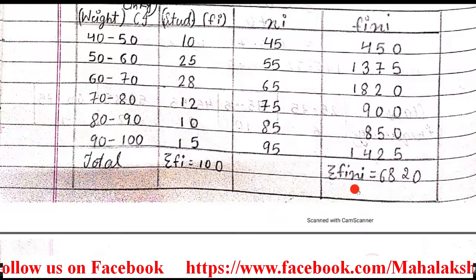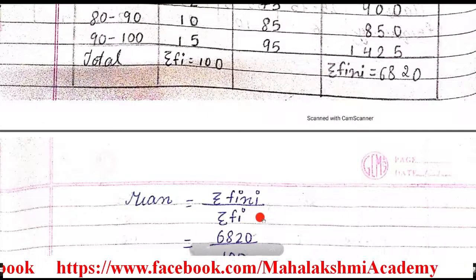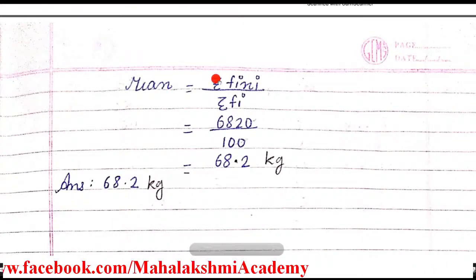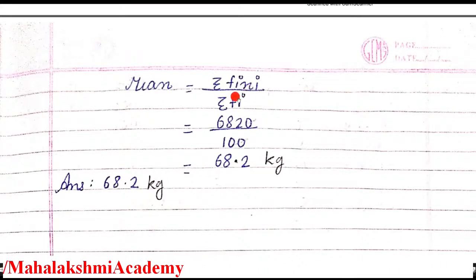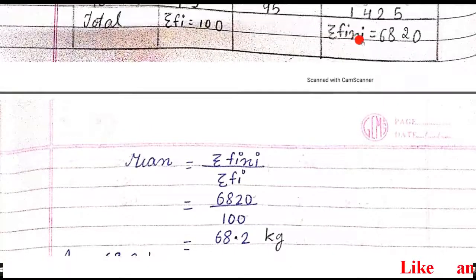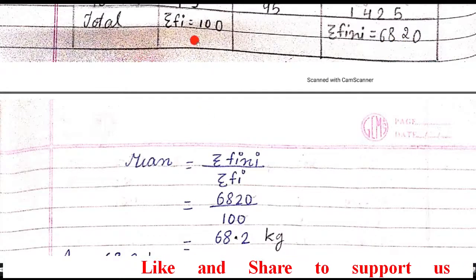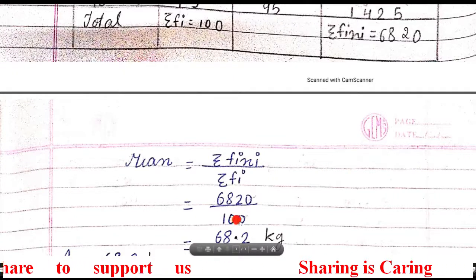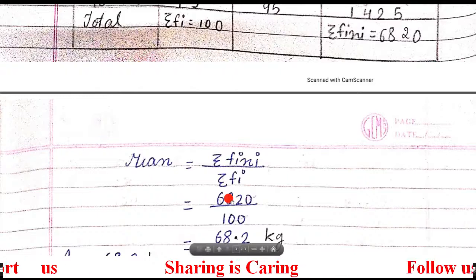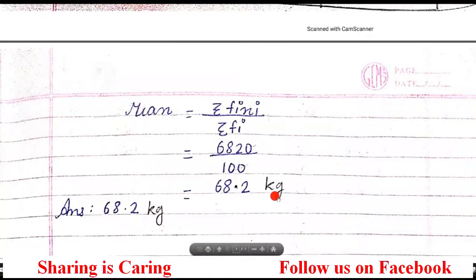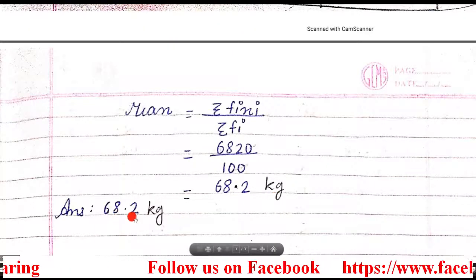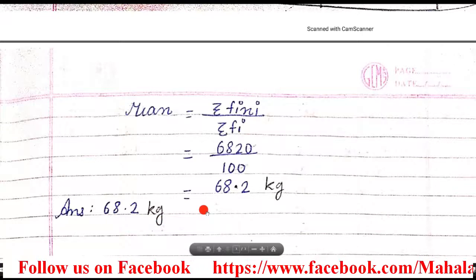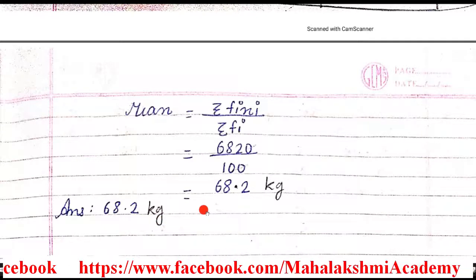After finding the summations, we go for the formula. The formula is mean equals sigma fi xi upon sigma fi. Now these values you can get from the table. You can see here sigma fi xi is 6820, so we wrote it here, and sigma fi is 100, so we wrote it here. Since 100 has 2 zeros, after 2 places put the point, that will give you 68.2 kg. So the answer is 68.2 kg. The mean of this frequency distribution table is 68.2 kg.